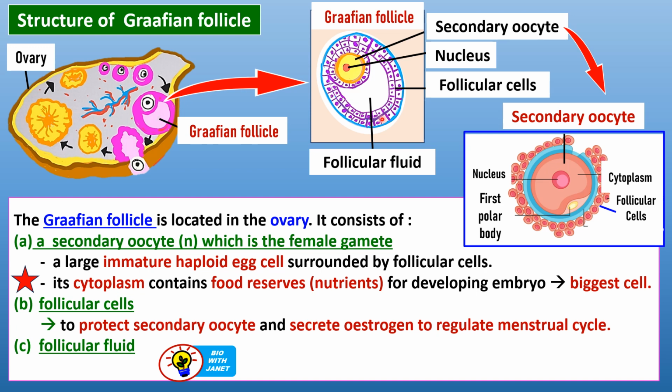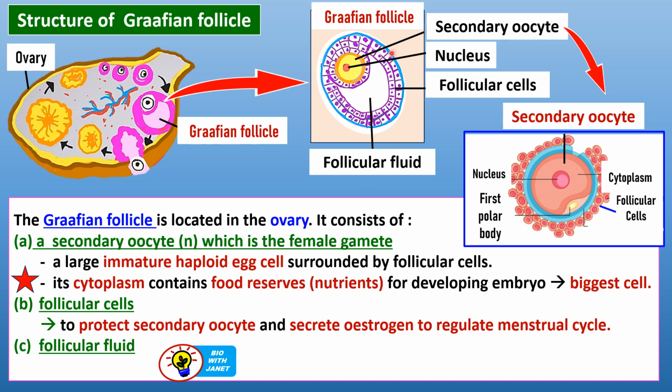So it has to travel through the fallopian tube. If fertilization has occurred and the embryo is already produced, it has to travel through the fallopian tube and it will be dividing all the time. So it will need food reserves and nutrients to develop. That's why the secondary oocyte contains a lot of cytoplasm and nutrients inside it, and it's the biggest cell in the body.